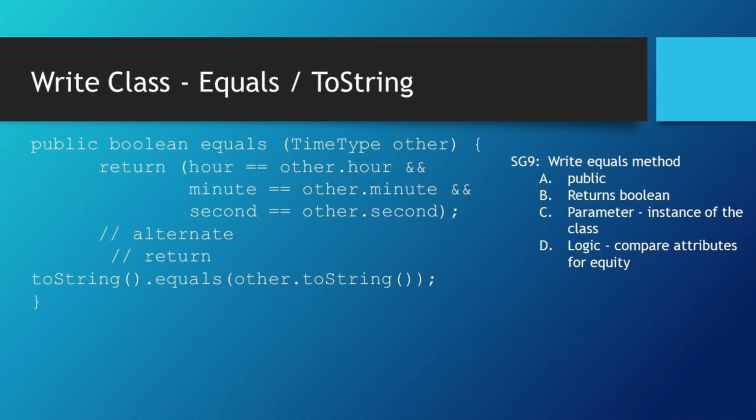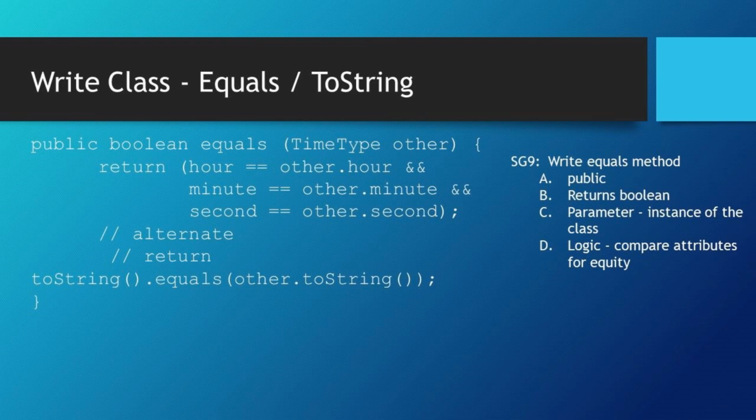The logic is to compare the hour of this instance to the hour of the other instance. So we have hour equal other dot hour. We repeat for the minute and second. If they are all equivalent, then the logic will be true in the expression and the method will return a value of true. If any of them are different, the method will return false.